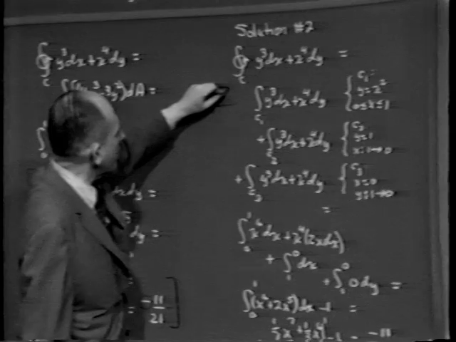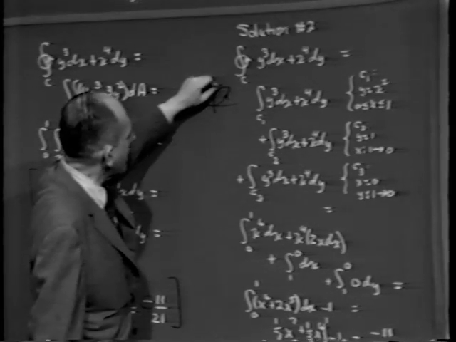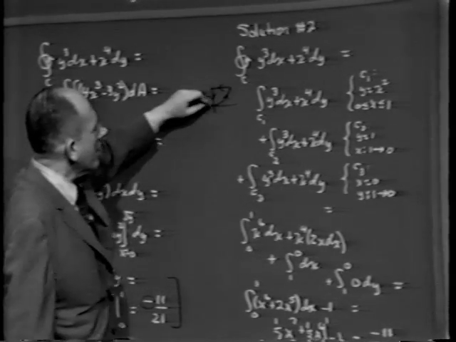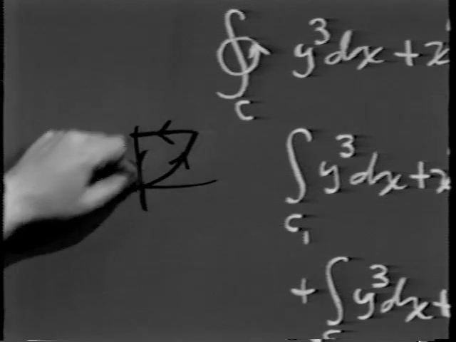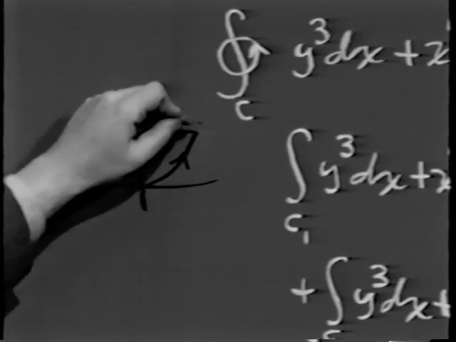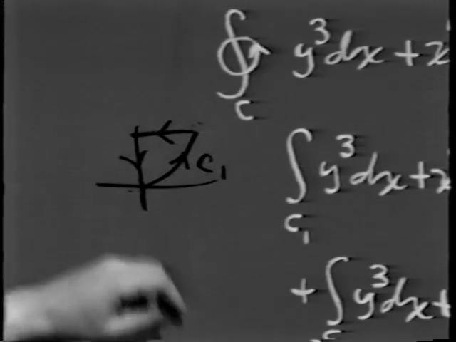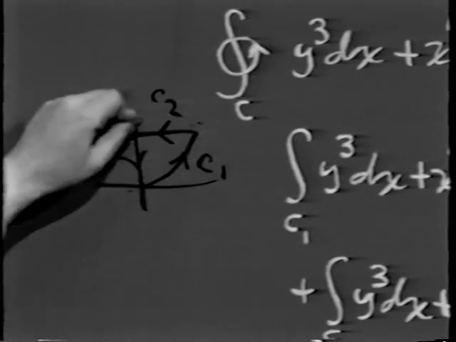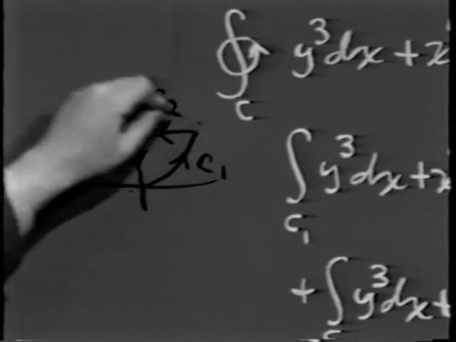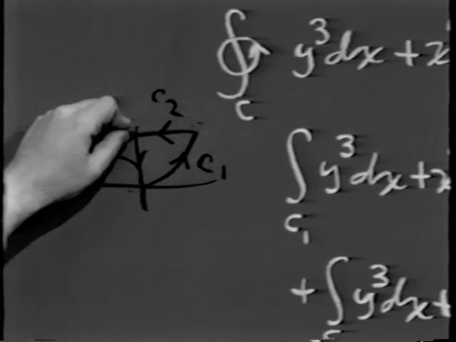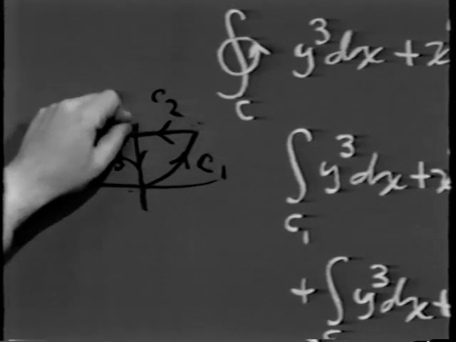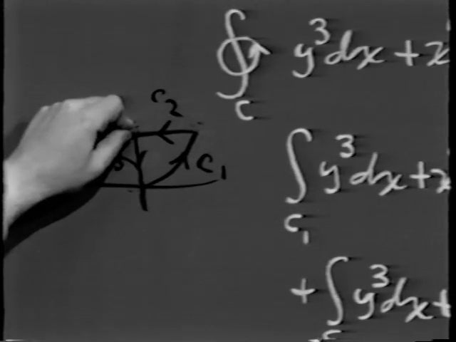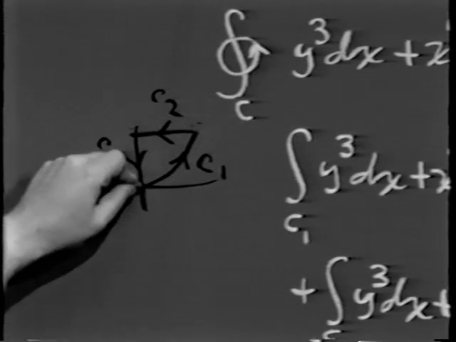What I'm doing is, my curve C consists of 3 separate line integrals. C1 is the curve y equals x squared as x goes from 0 to 1. C2 is the curve y equals 1 where x varies from 1 to 0. And the curve C3 is x equals 0 and y varying continuously from 1 to 0.